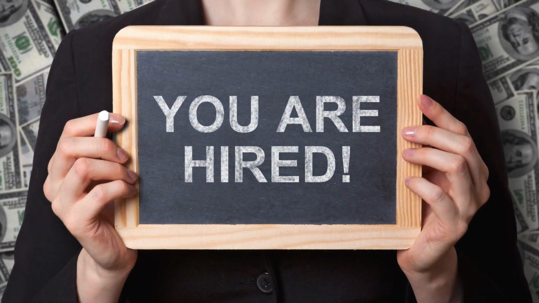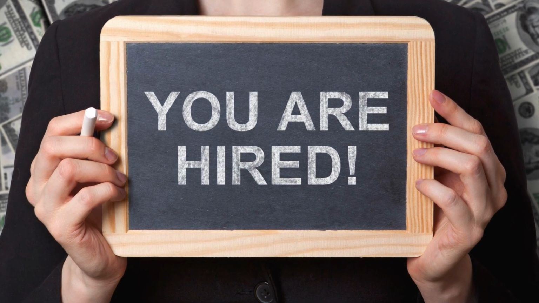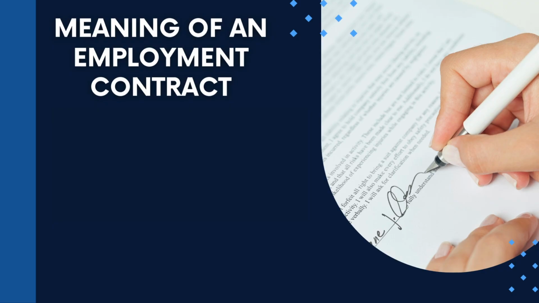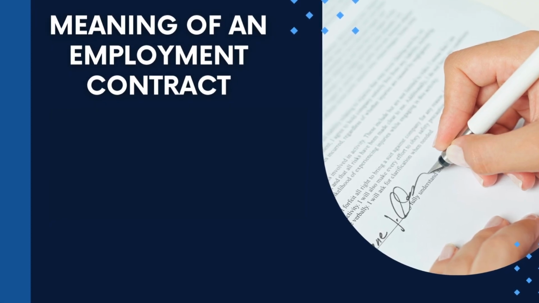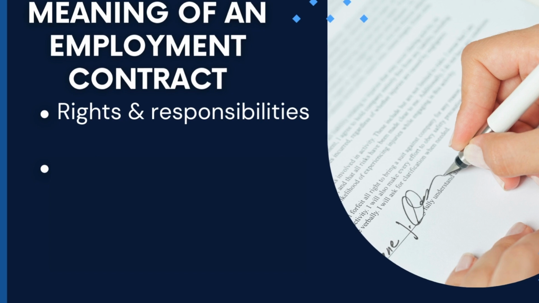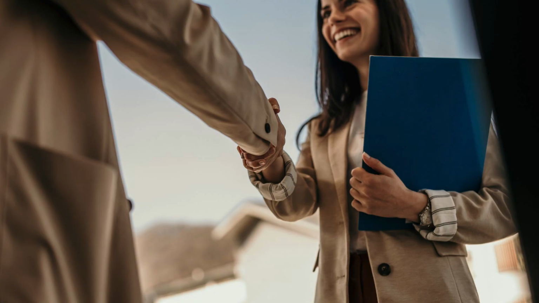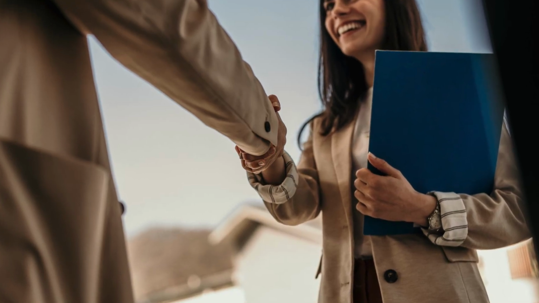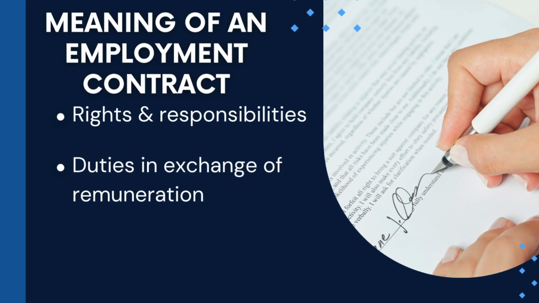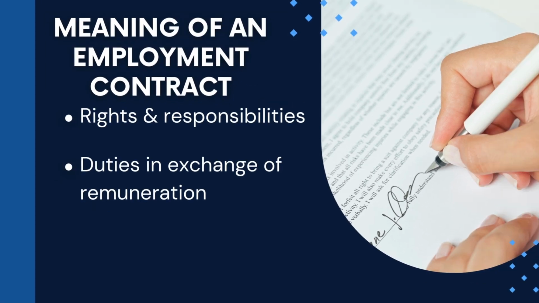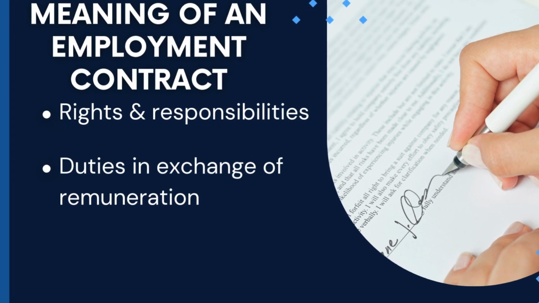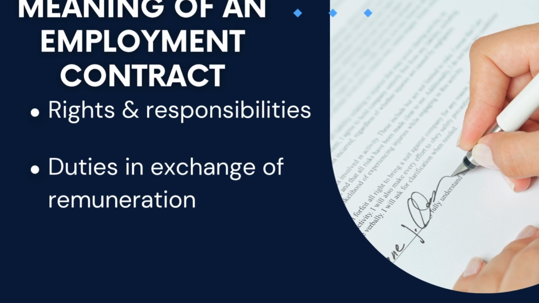The candidate has been picked, and now it's time to talk about the contract, the employment contract. What is the meaning of an employment contract? The employment contract establishes both the rights and responsibilities of the employer and the employee. Employment contracts detail the rights and responsibilities of each party. It also specifies the duties that will be carried out by the employee in exchange for remuneration by the employer.